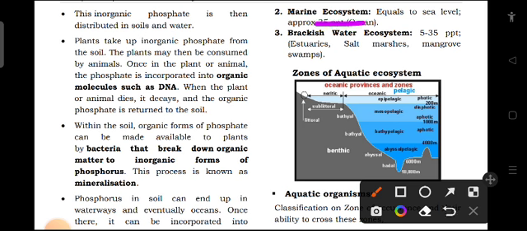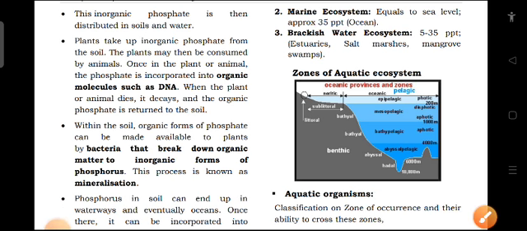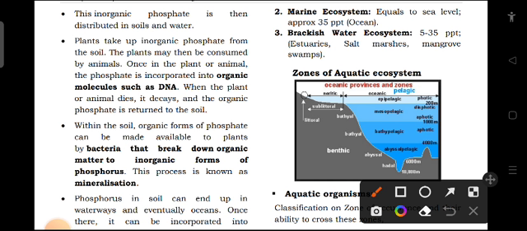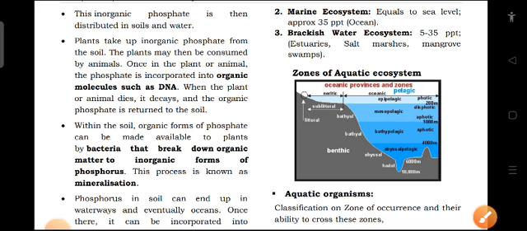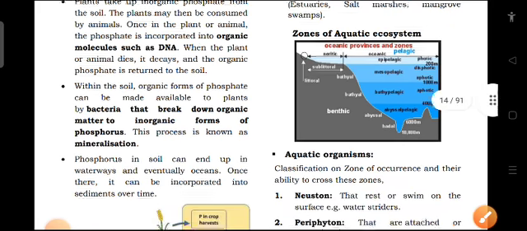And the next one is the brackish water ecosystem. Here the ppt is between the freshwater and marine. In freshwater we have 5 ppt, and in marine we have 35 ppt. So in between it is called brackish water ecosystem. This includes estuary, salt marshes, mangrove swamp, etc.